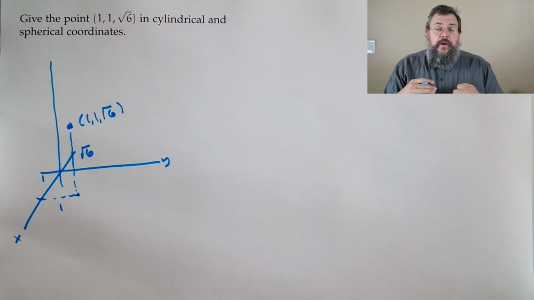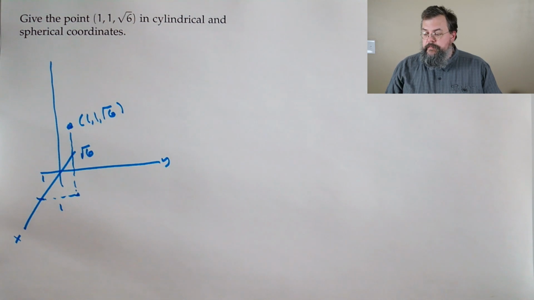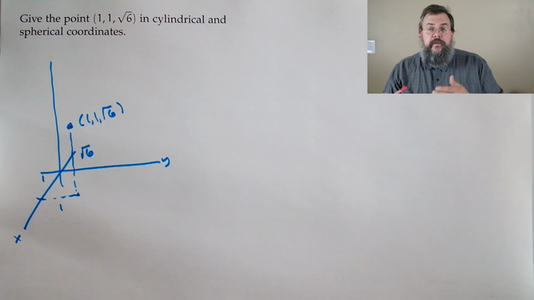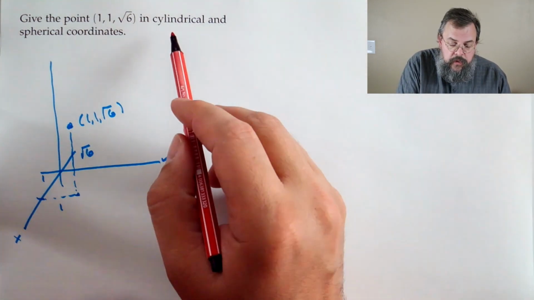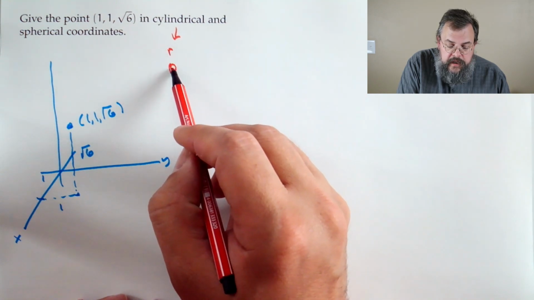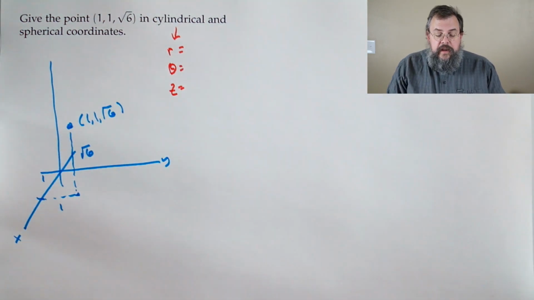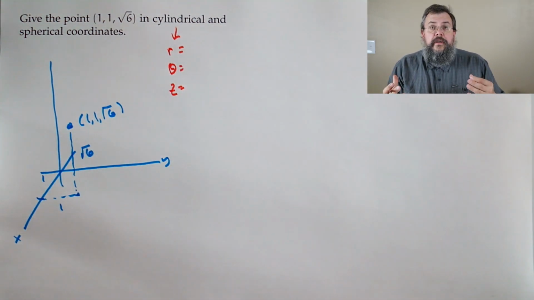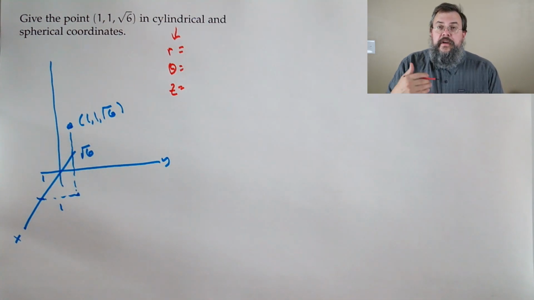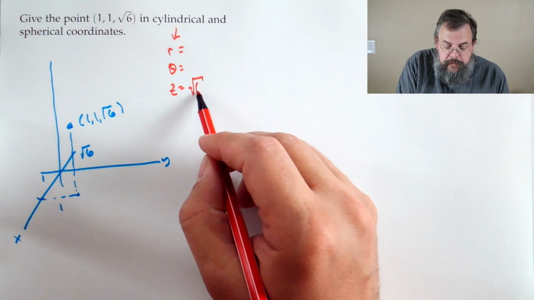Our goal is to say, well, how can we describe the location of that point in different coordinate systems? So we need to go through and think about cylindrical and spherical. Now, cylindrical, we really have three things. We have r, theta, and z. Now, the good news is that z is the same as before. If z was root 6 in our Cartesian, our rectangular coordinate system, z is still root 6 in our cylindrical coordinate system. So that makes that one pretty simple.